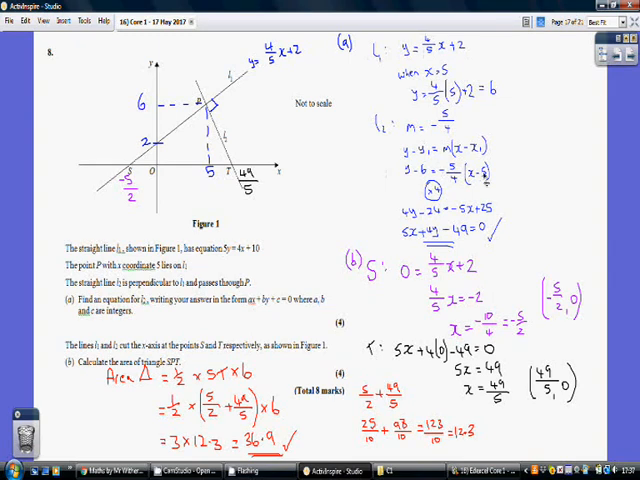Remember, minus 5 times minus 5 is plus 25. So that takes me to this line, and then taking everything over to the left-hand side, I get 5x plus 4y minus 49 equals 0.